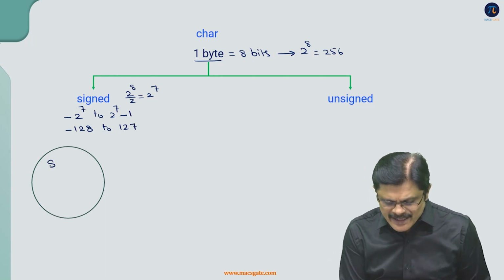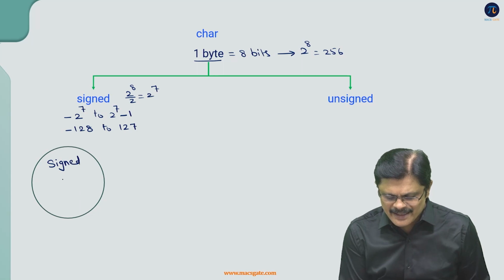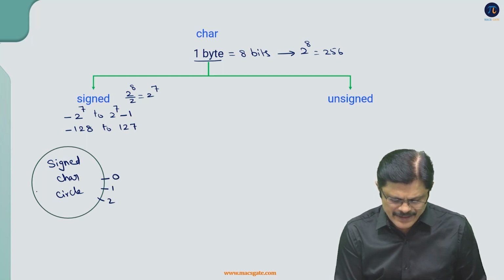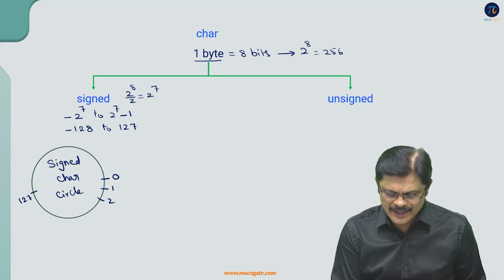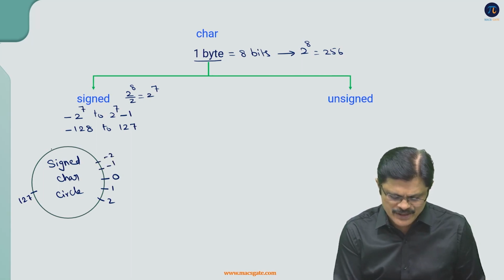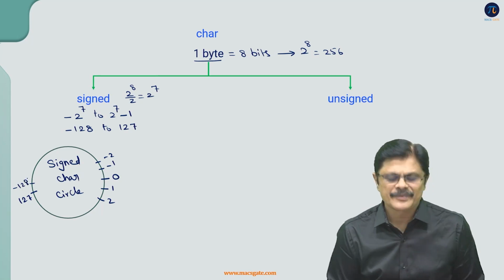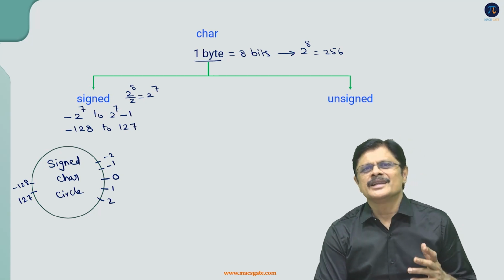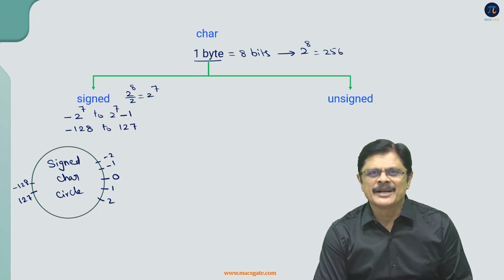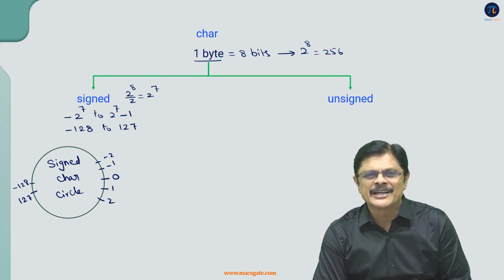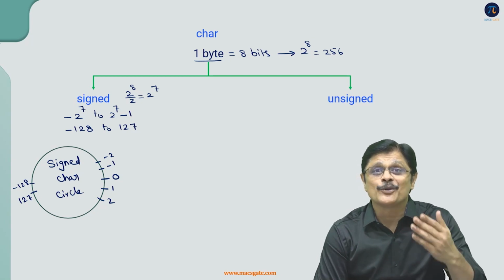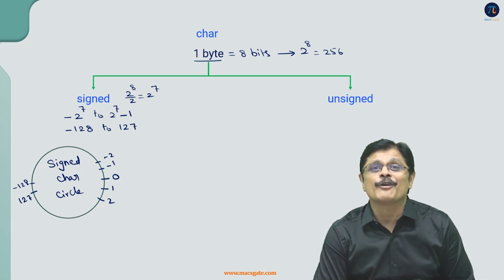You can represent this in a circle known as the signed character circle. The values go from 0 to 127, and in the negative direction it goes minus 1, minus 2 and so on up to minus 128. If you try to print any value from 0 to 127, the same character or value will be printed. That means if you use %c, the character will be printed; with %d, the value will be printed. What happens if you try to print 128, 129? That is, if you go beyond 127, what happens?